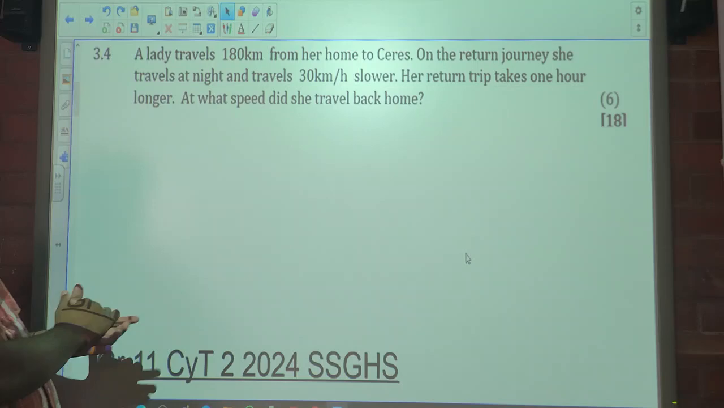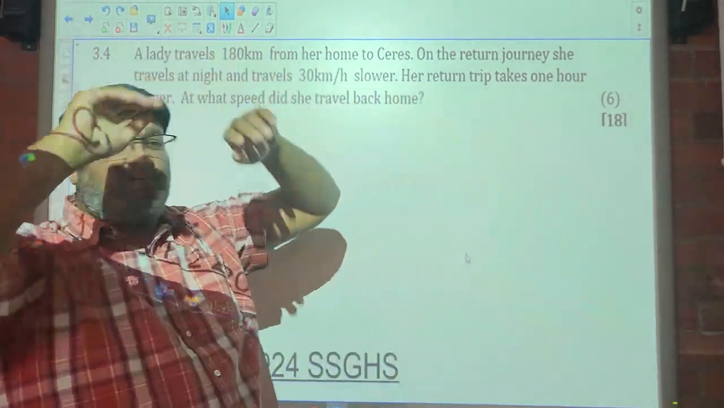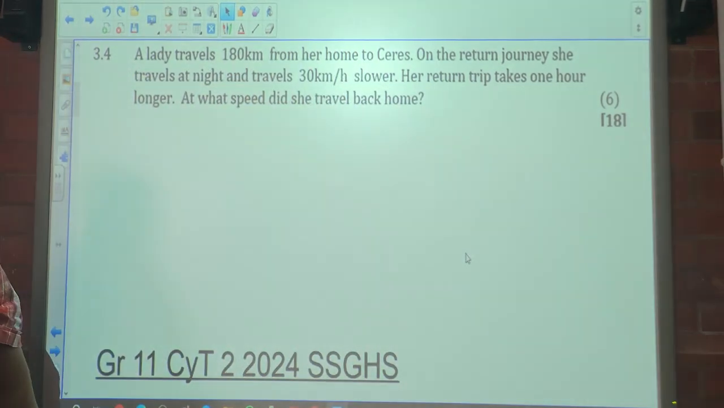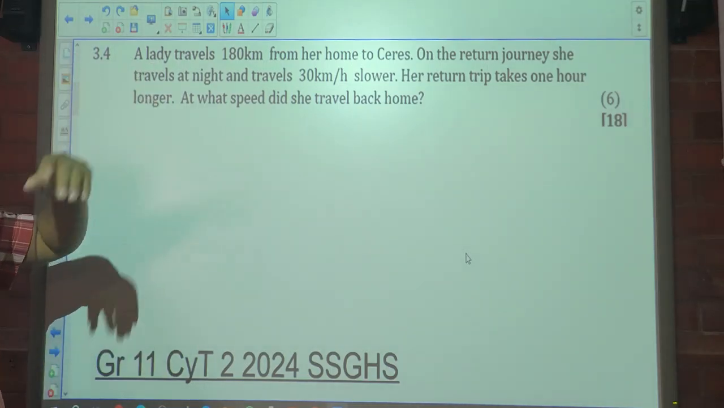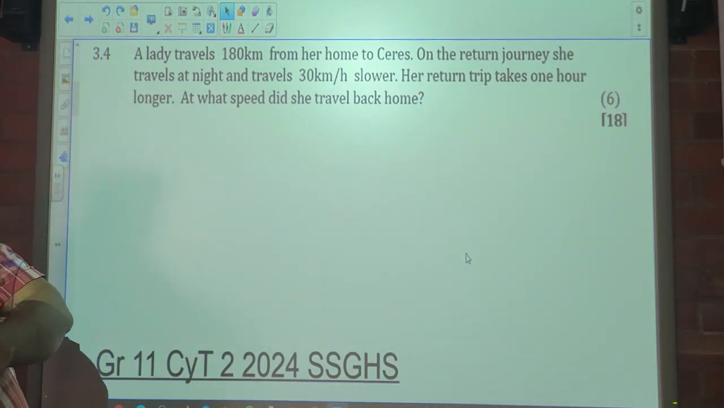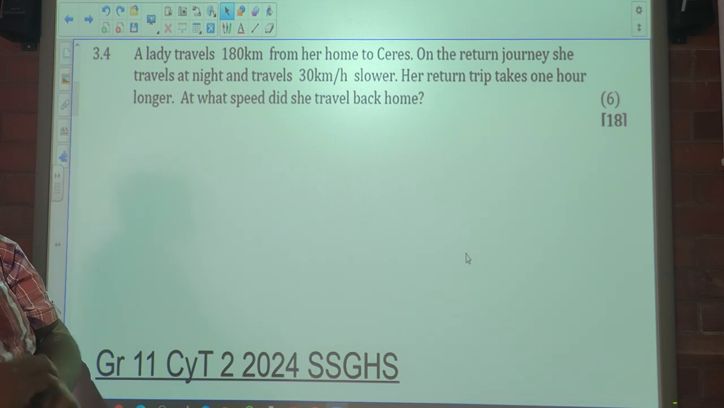A lady travels 180 kilometers from her home to see us. People, we spent I don't know how many lessons on these word problems, and nobody got it right, besides one. On a return journey, she travels at night and travels 30 kilometers per hour slower. The trip takes 1 hour longer. At what speed did she travel back home?